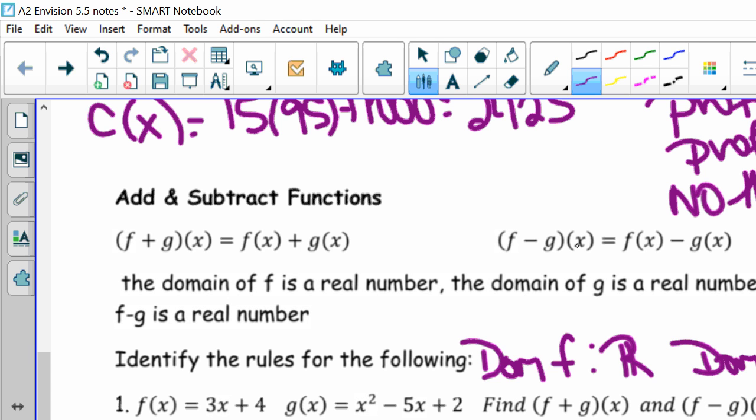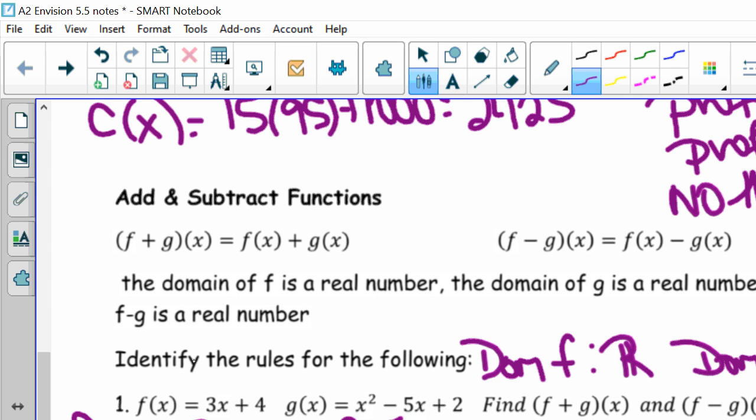Now if we do f plus g of x, it's going to equal my f, 3x plus 4, and then I'm just going to add to it g, x squared minus 5x plus 2. I want to combine like terms and put it in standard form. I have x squared, a 3x and a negative 5x give me minus 2x, and 4 plus 2 is 6. So there's f plus g of x. I can find the domain of f plus g. Again, it's another parabola, all real numbers.